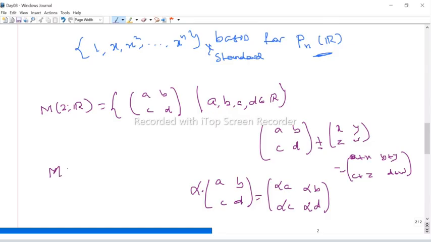Therefore, this set M2 of R, with respect to this matrix addition and scalar multiplication, is a vector space. I am taking 2 by 2 matrices, but you can take any order, n by n, as long as it is a square matrix. So it is a vector space over the real field R.